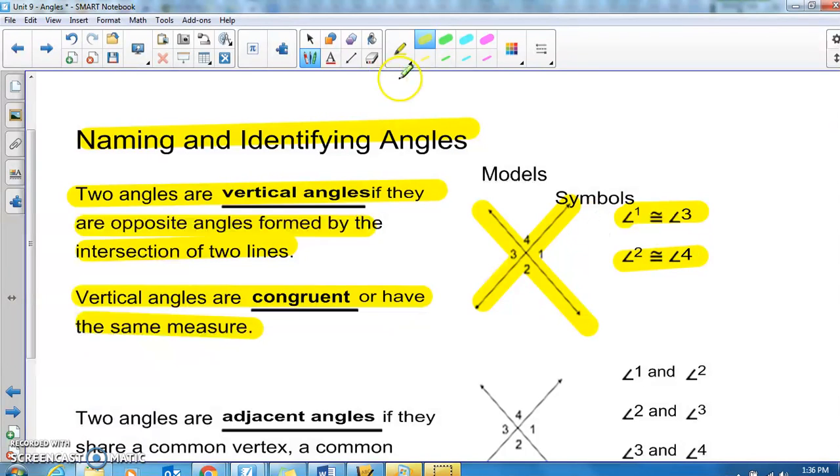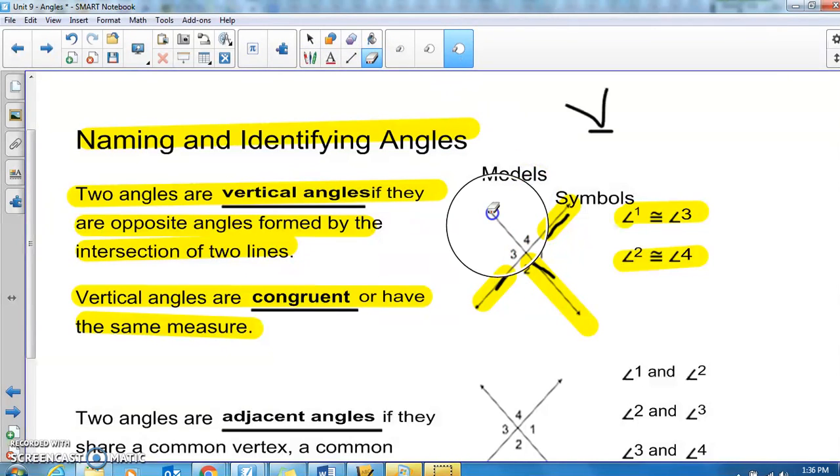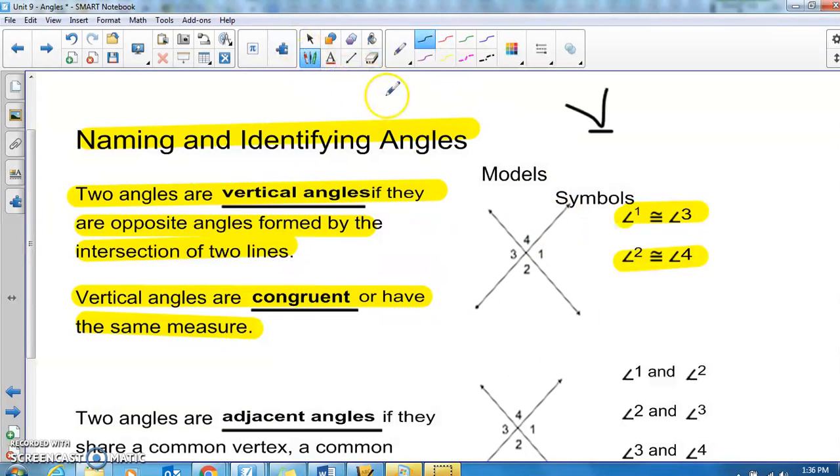And if you think about it, some students in the past have liked the fact that vertical starts with V. When you have vertical angles, they form that V right there. So opposite sides of each other are vertical, and vertical angles are equal. So let me go back here and I'll highlight that again.